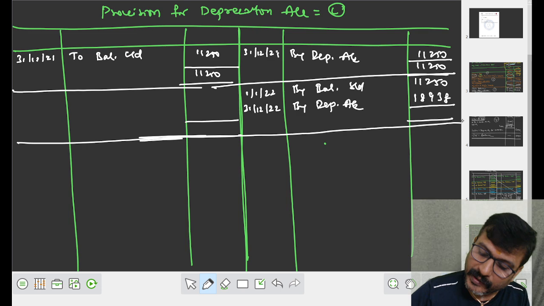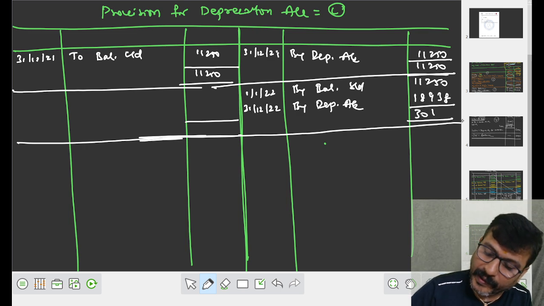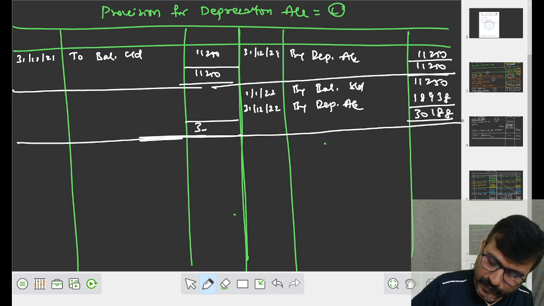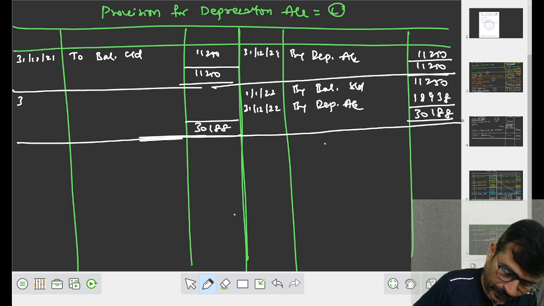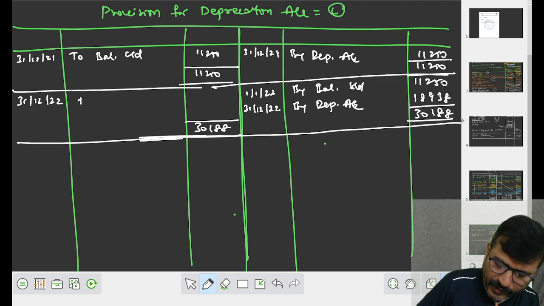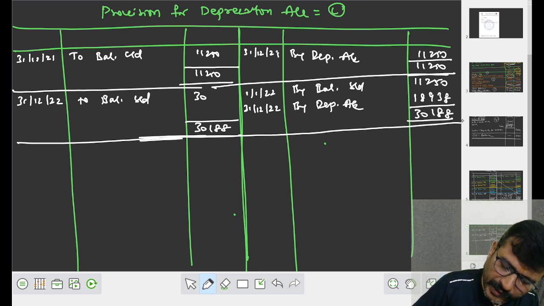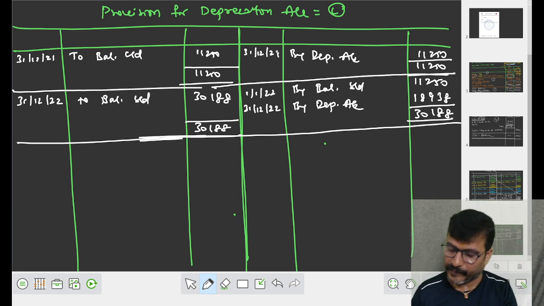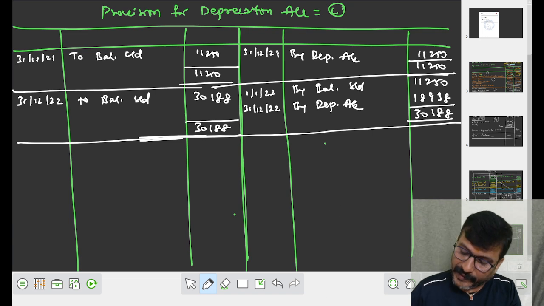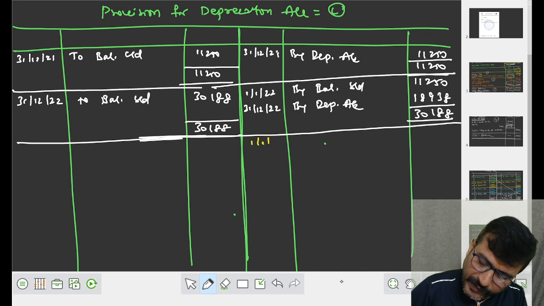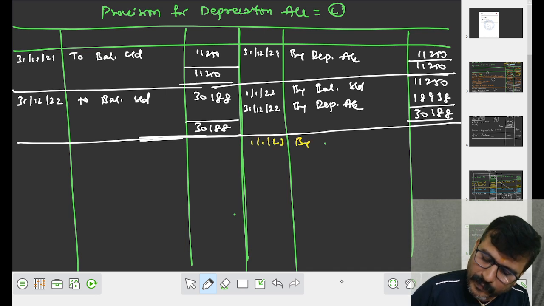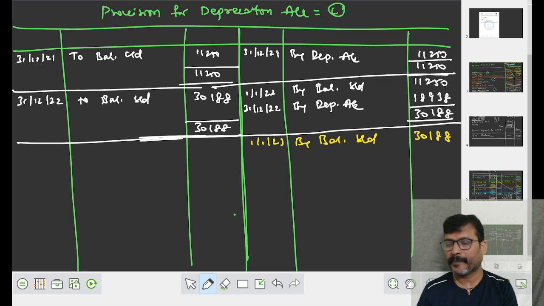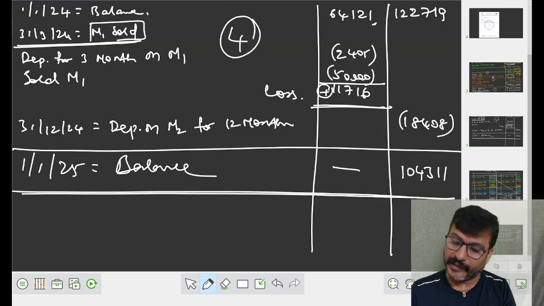It comes to 30,188. On 31st December 22, we have to write to balance brought down 30,188. Then let us write on January 23 by balance brought down 30,188. What happened to depreciation in third year?